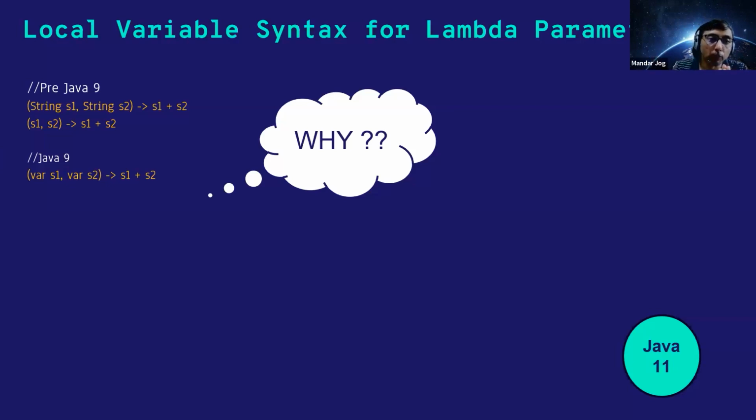Now, if that is something I want to achieve, you cannot apply any annotation directly on the identifier, like s1 and s2. But your annotations can be applied in front of a var. So I can say at nullable var s1, at not nullable var s1, and at not nullable var s2. That is the reason this feature was launched in Java 11, where you can use local variable syntax for lambda. That is Java 11 for you.